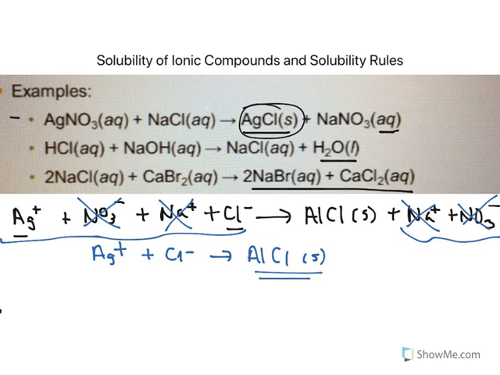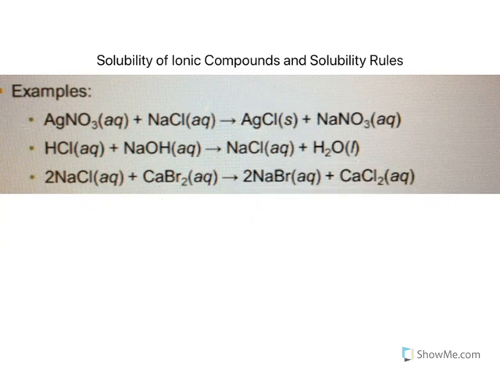In the second example, we don't form a precipitate, but we do form liquid water. Okay? So again, let's try taking this apart. We have HCl, which we know is going to ionize into hydrogen ions and chlorine ions. We have sodium hydroxide that's going to dissociate into sodium ions and hydroxide ions.